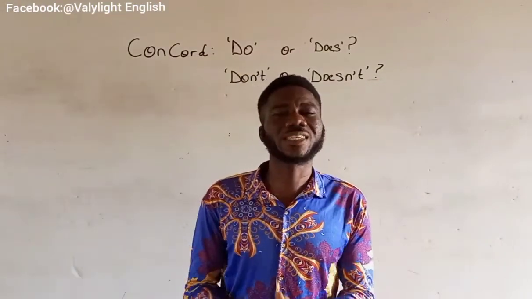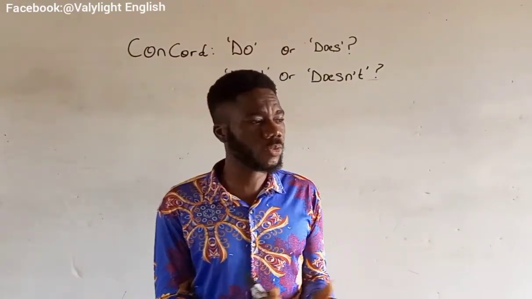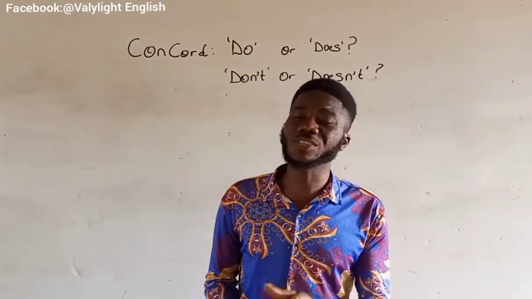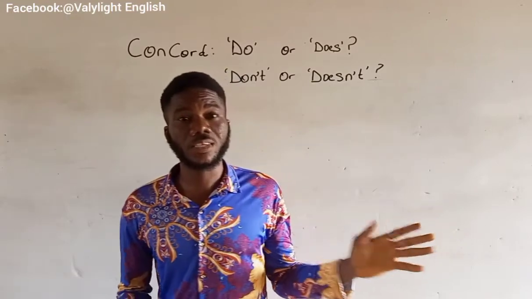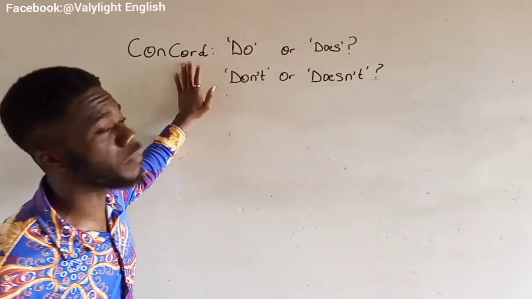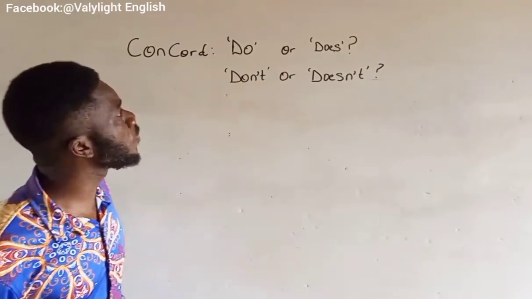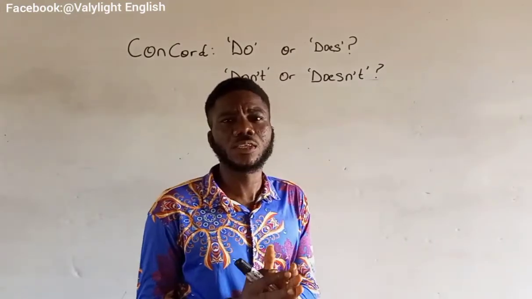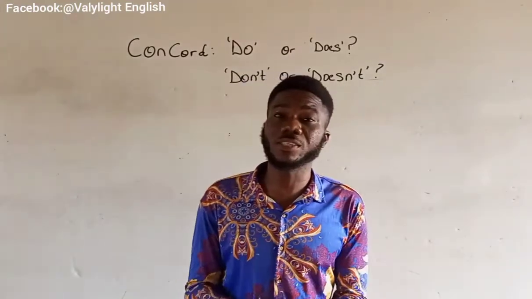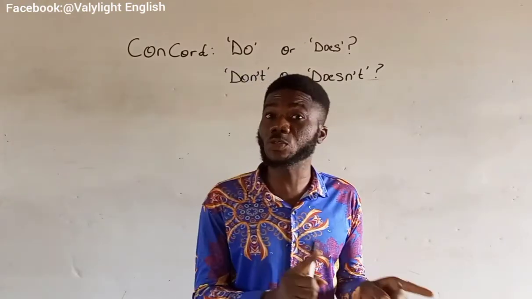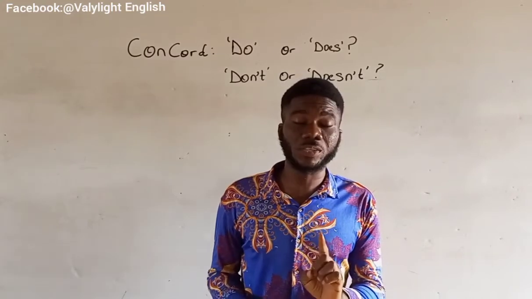Now, the same rule that applies to have and has, just like I taught in the previous video, is just the same thing that applies here. This is concord in play. This is concord working there. Now, remind yourself that the first rule of concord says that when the subject is singular, the verb has to be singular. This is the first thing you remind yourself.